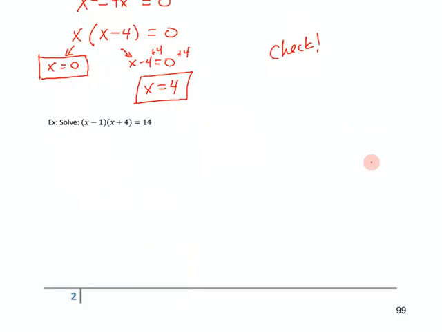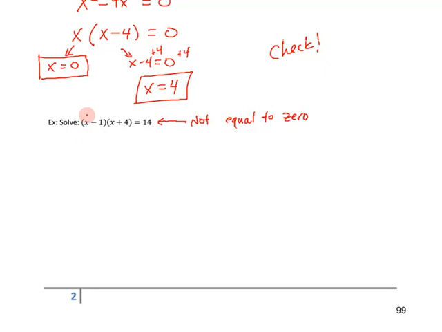This example has the binomial x minus 1 times the binomial x plus 4 all equals 14. Now you might be tempted to try to set these both equal to 0 or maybe both equal to 14, but that doesn't work. This has to be equal to 0. So my only choice here is to multiply out the left-hand side, move the 14 over, and get the resulting quadratic equation. So let's multiply out the left-hand side.